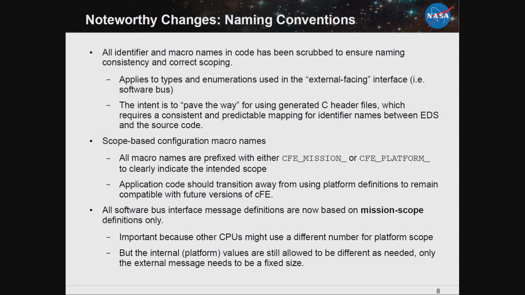But we've still left the hooks in place so that you can tune it for a particular platform. So if one CPU only needs 2 tasks, but the main CPU in a project needs 64, you could still have that tuned to the appropriate processor, but the message will at least be a consistent size.